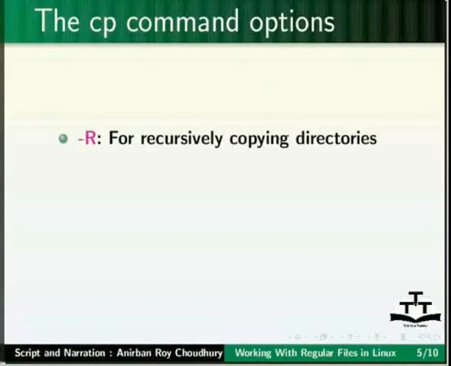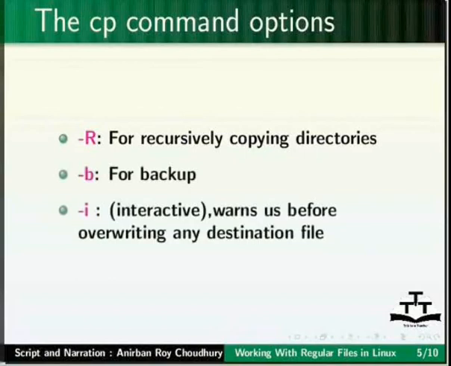We have seen if a file is copied to another file that already exists, the existing file is overwritten. Now what if we inadvertently overwrite an important file? To prevent anything like this to occur, we have the -b option. This makes a backup of each existing destination file. We can also use the -i interactive option. This always warns us before overwriting any destination file.